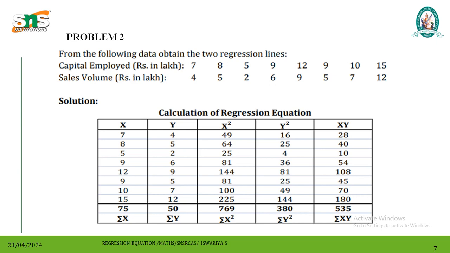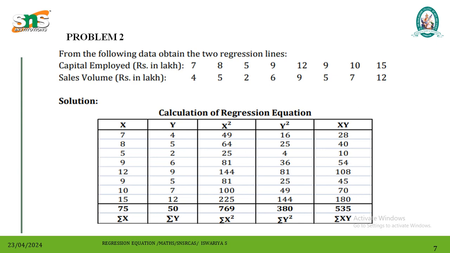So then we have to find the value of x square, y square and xy as we seen in the previous problem. So for x square we have to square the values of x, for y square we have to square the values of y, and for xy we have to multiply both x and y. So after finding all the values of x square, y square and xy, we have to find the summation values.